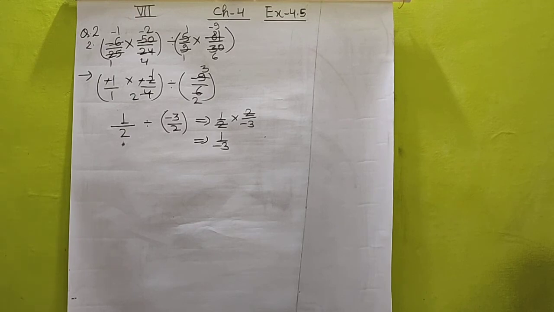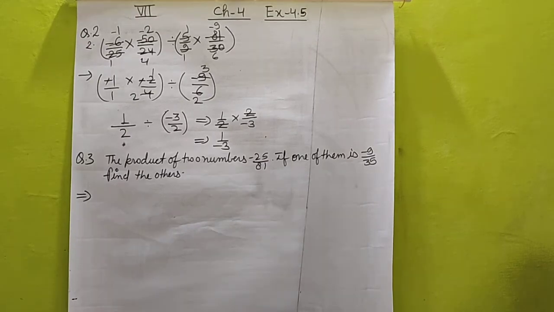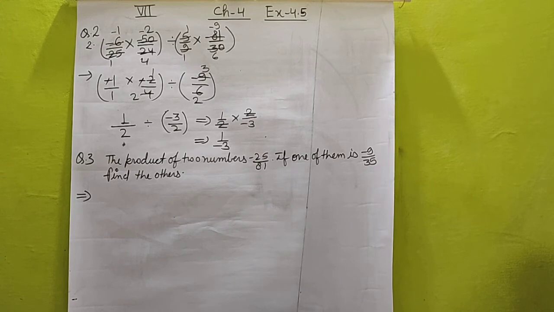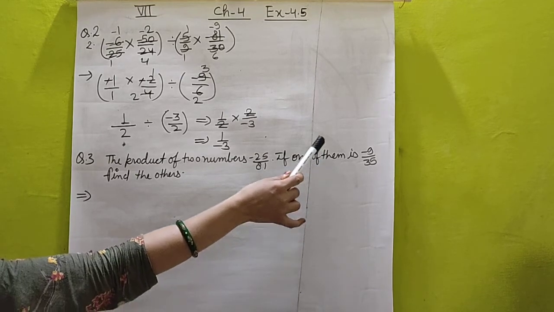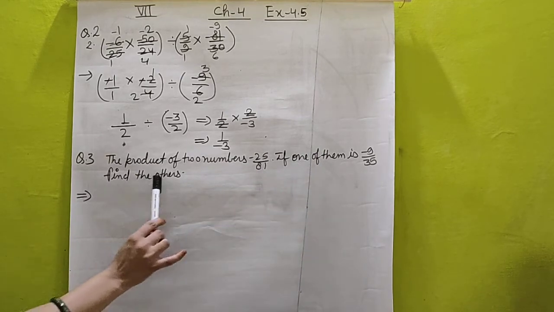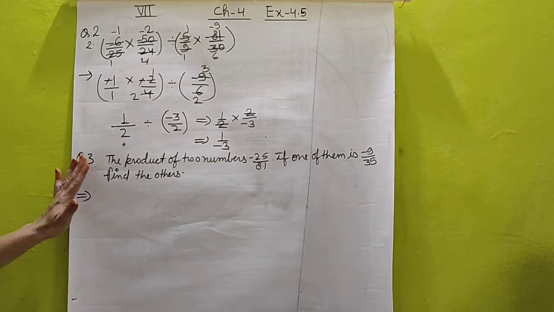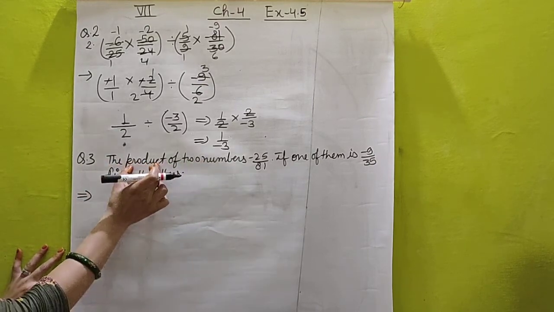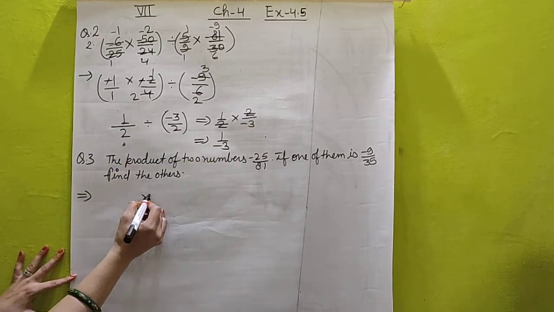Now, students, question number 3 I am taking. In question number 3, students, the product of two numbers minus 25 upon 81 is given. If one of them is minus 9 upon 35, find the other. Students, this type of question we have done in multiplication also. Here what is given? The product of two numbers. Product means, students, multiplication of two numbers.